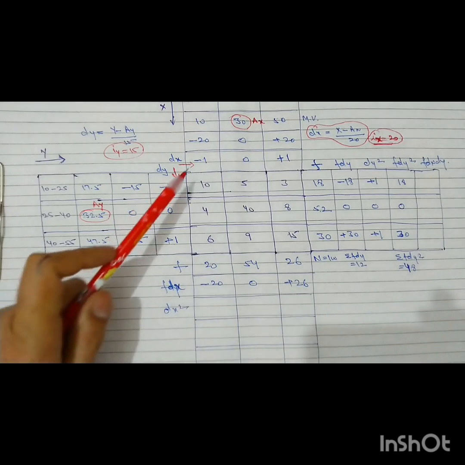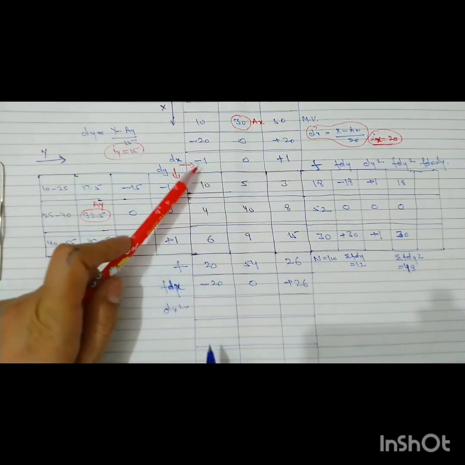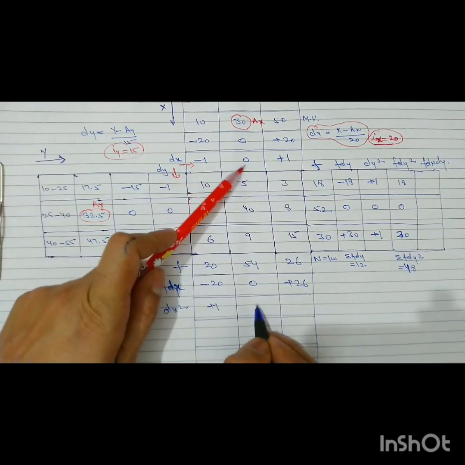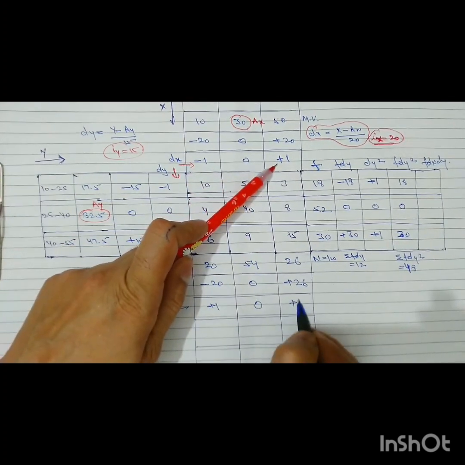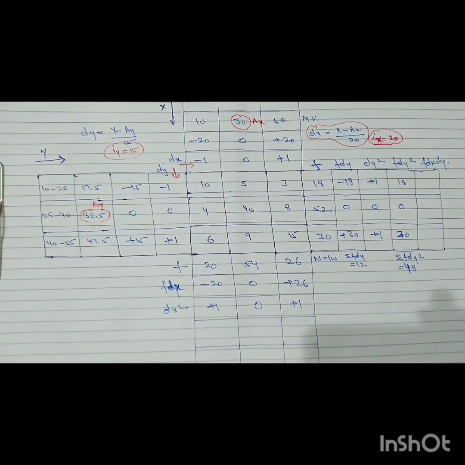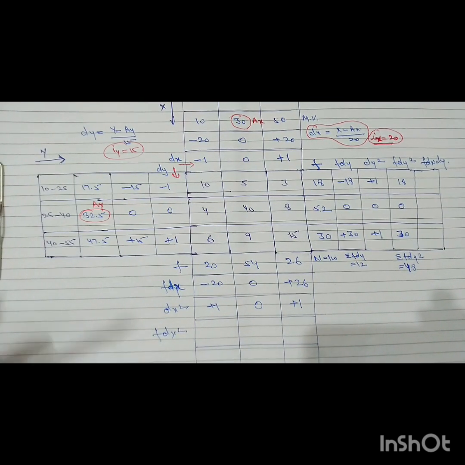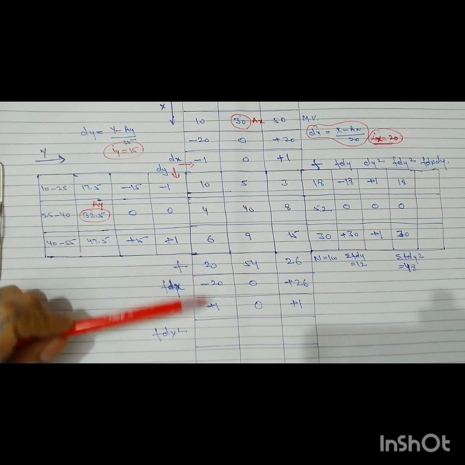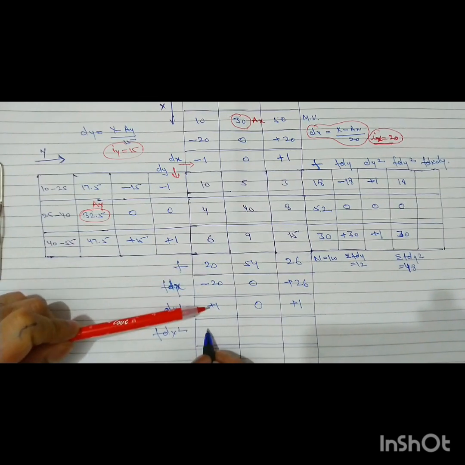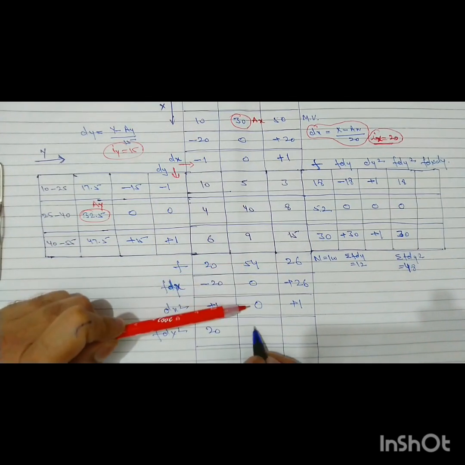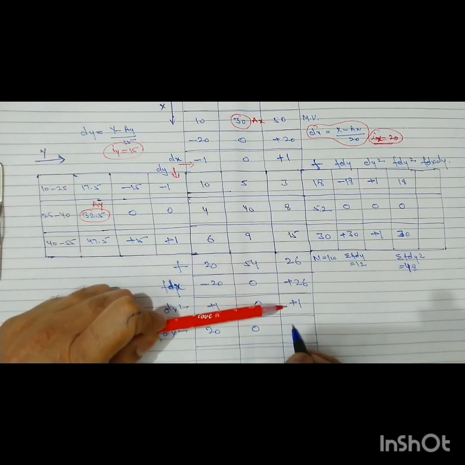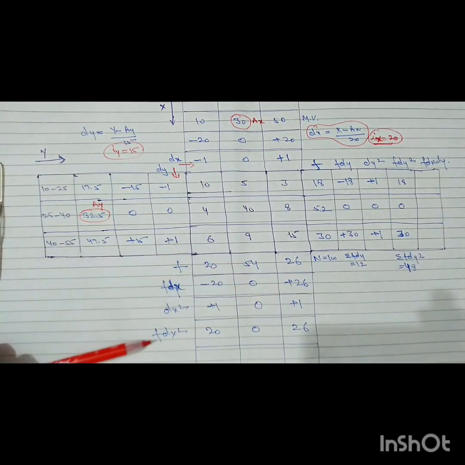Dx square, square of this dx. Minus 1 square plus 1, 0, plus 1. Right? Next f dx square. F dx square means f into dx square. 20 into 1, 20. 54 into 0, 0. 26 into 1, 26. This is f dx.